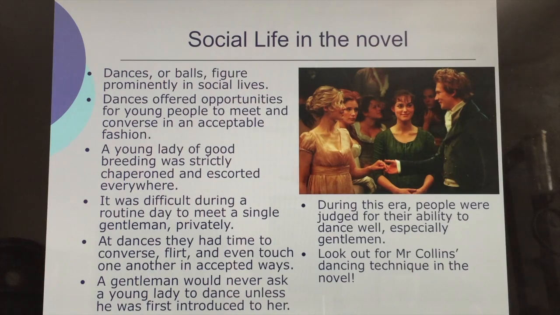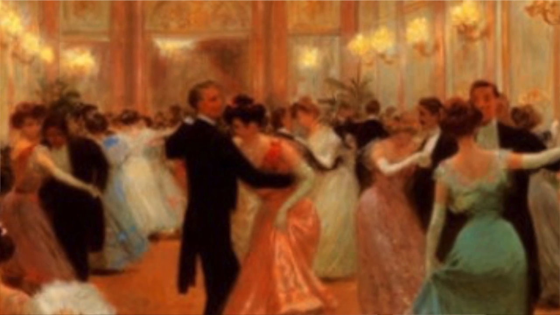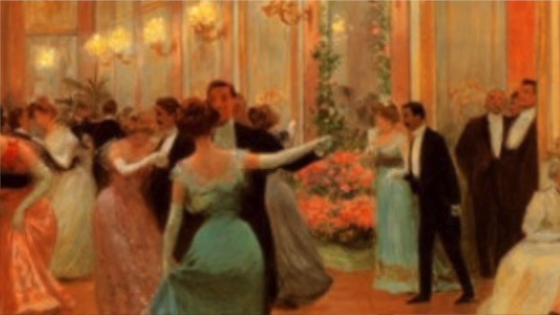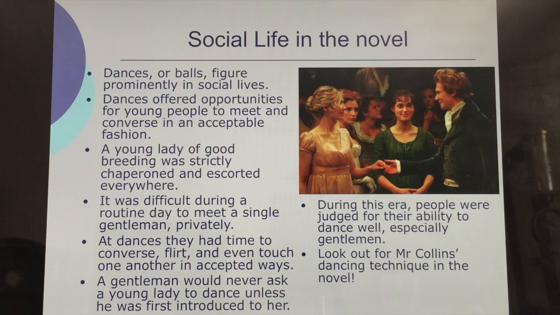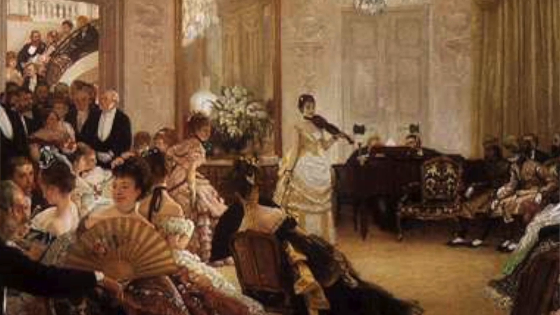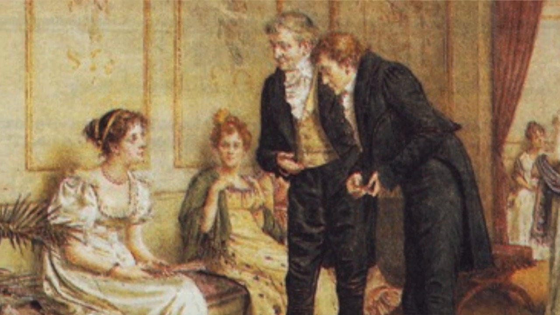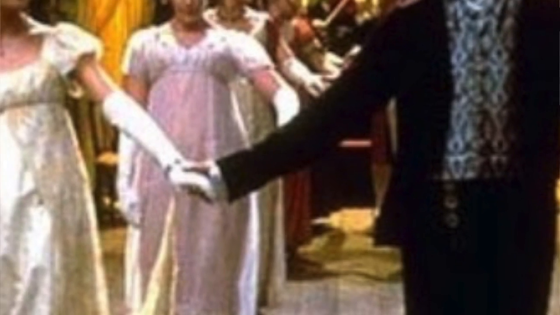The social life was really different and really important for the characters in the novel. One of the biggest things that goes on are the dances. These are times when the young people would be able to get together and talk and hang out, and it was acceptable. There were really strict rules about what a woman was allowed to do and not do. If you wanted people to think of you as a proper lady, you had to be escorted and chaperoned everywhere. You couldn't be alone with a man.